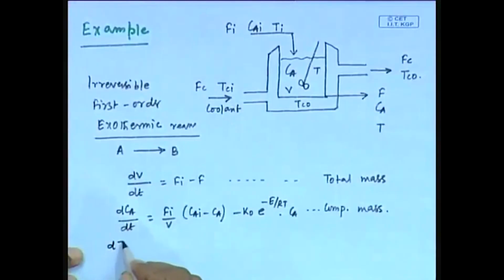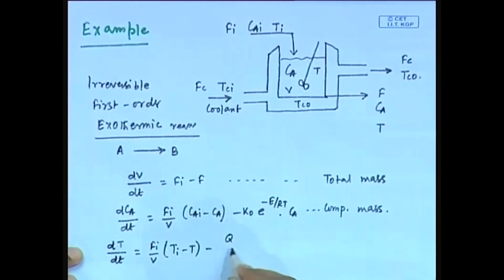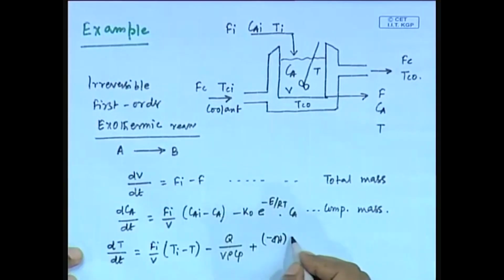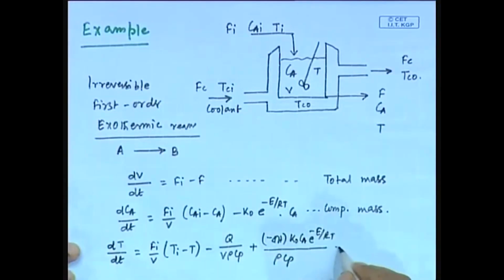The third equation we got considering energy balance. So, that equation is dT/dt equal to Fi divided by V times (Ti minus T), minus Q divided by V rho Cp, plus minus of delta H k naught CA exponential of minus E divided by RT, whole divided by rho Cp. This equation we got performing energy balance. You see, all these three equations are state equations because these equations have been derived by the application of the conservation principle on fundamental quantities, fine.